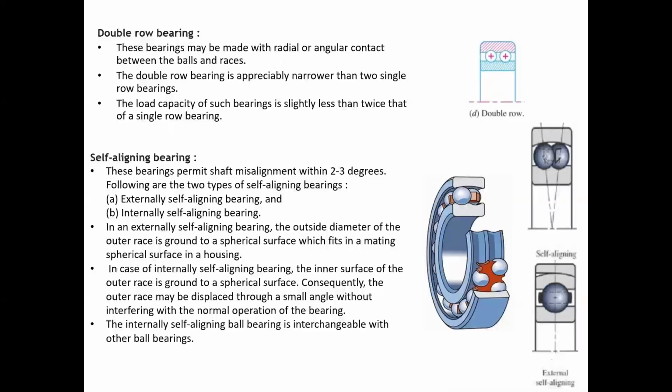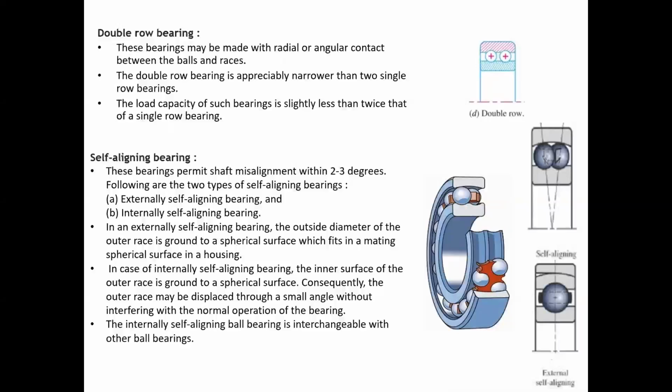So these bearings may be made with radial or angular contact between the balls and races. The double row bearing is appreciably narrower than two single row bearings. The load capacity of such a bearing is slightly less than twice that of the single row bearings.